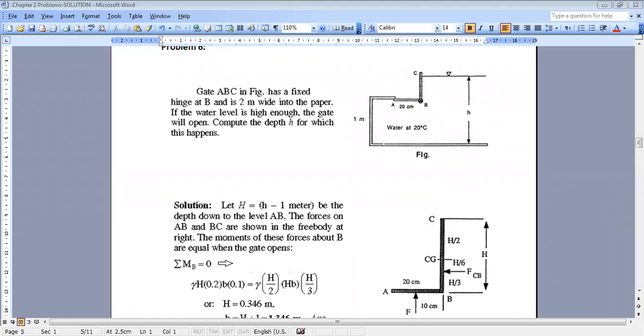Okay, so first, for part AB, we have water below AB, and this water will exert an upward force on AB, because whenever you have a fluid, you have a force acting from the fluid towards the surface. So due to the pressure of water, you will have a certain resultant force to be calculated.